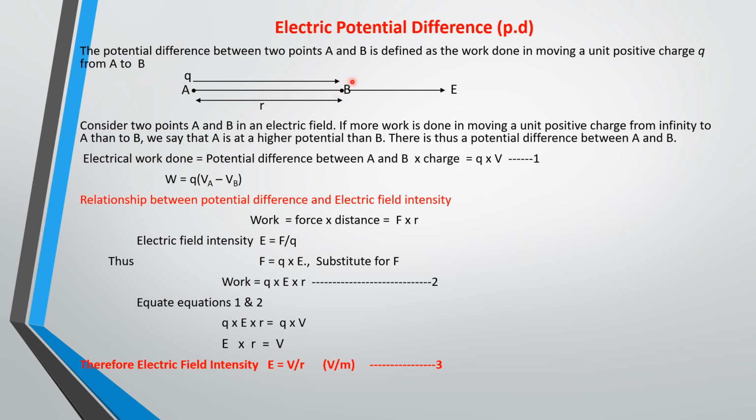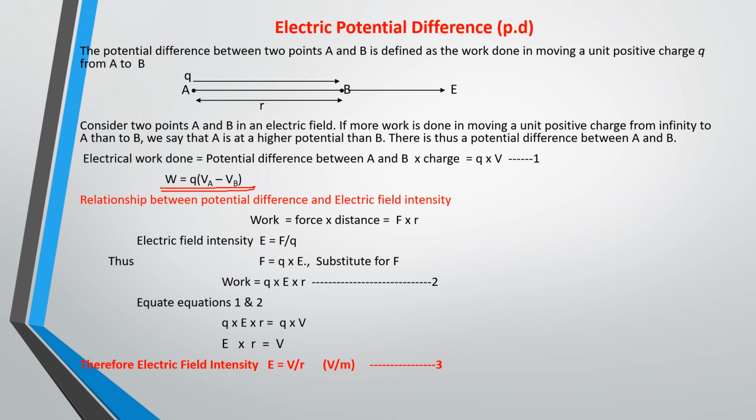So that is why the potential difference between 2 points A and B is defined as the work done in moving a unit positive charge from A to B. Now remember that we just said that work done is equal to what? Potential difference times charge, that is Q times V. So to move a charge from A to B, it will mean the potential difference between A and B multiplied by the charge. And that gives you this particular equation that is here.